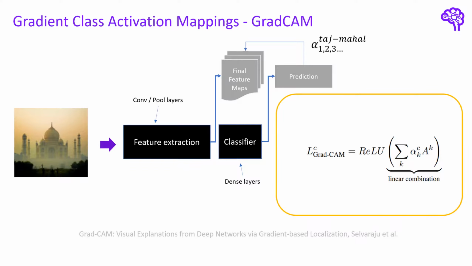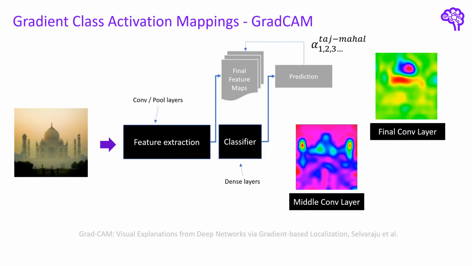And by combining all of them, we end up with a heat map that tells us which areas of the input led to the highest activation for a specific layer. Just a side note, there exist also other interesting approaches that go in a similar direction, for instance layer-wise relevance propagation. Now let's apply GradCam to our CNN.